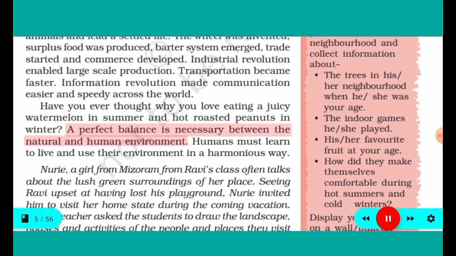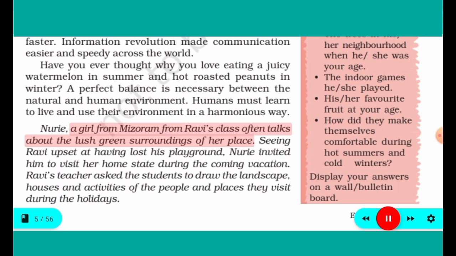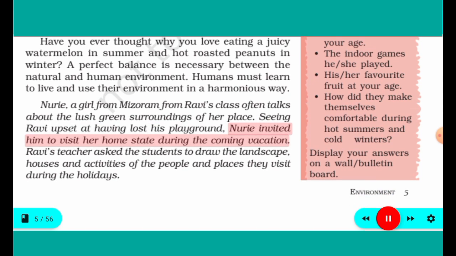A perfect balance is necessary between the natural and human environment. Humans must learn to live and use their environment in a harmonious way. Nuri, a girl from Mizoram in Ravi's class, often talks about the lush green surroundings of her place. Seeing Ravi upset at having lost his playground, Nuri invited him to visit her home state during the coming vacation.